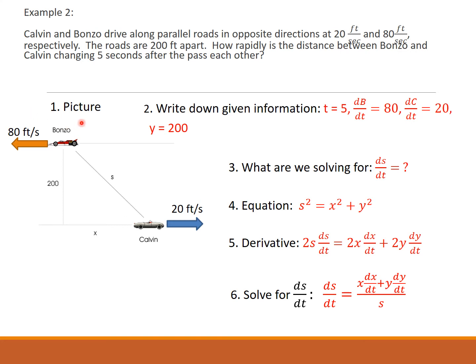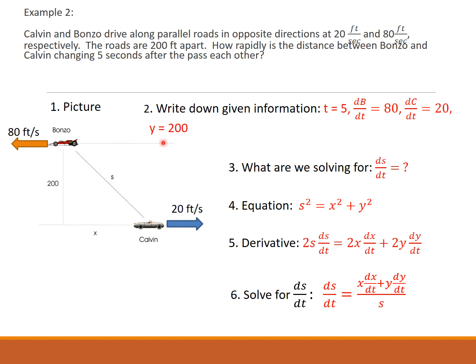So like always, we're going to start with our picture. This picture is just going to be this triangle. The distance between the roads here is going to be this y value, so that's our 200 feet between the roads. This x value here is going to be the linear distance between them. For those of you who are in physics, this will be your vectors. And then this is going to be the actual distance between them, which I'm going to call s.